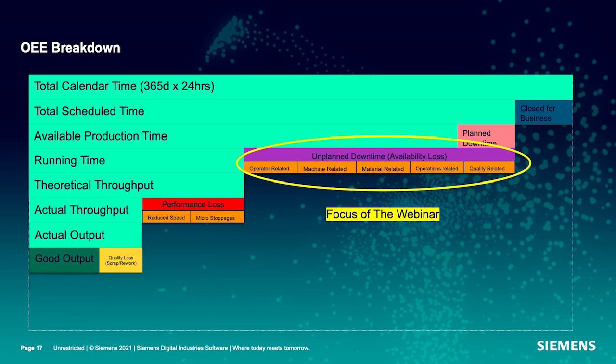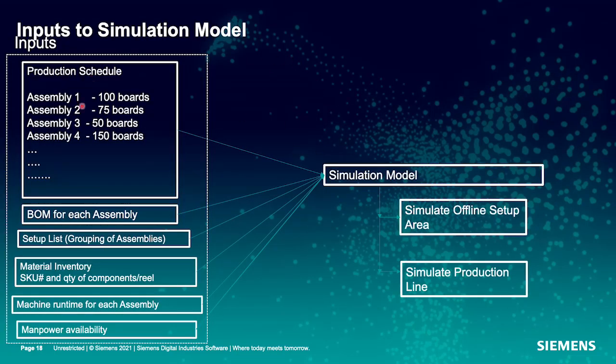boards. So what we would like to do today is simulate how changes in production schedule, material inventory, resource availability impact line utilization, so we can prepare and strategize and manage these changes better as they come along. We've created a simulation model that simulates activities in the offline setup area and simulates a production line. In order to understand how activities in the offline setup area impact line utilization, I would first like to discuss inputs to our simulation model.